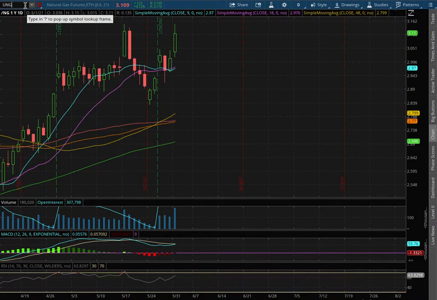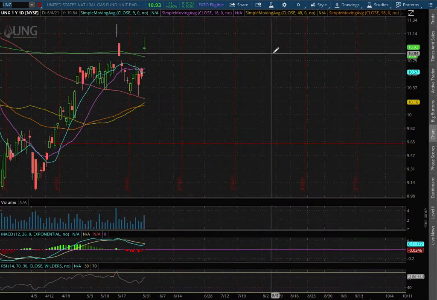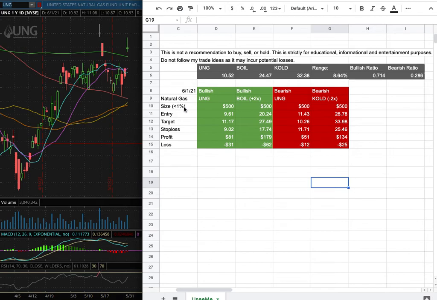As with the trade idea, I'll be trading UNG, and my position size is less than 1% of my portfolio, and my long entry is at $9.61, and that is this range there. My sell target is at $11.17, and my stop loss is at $9.02.